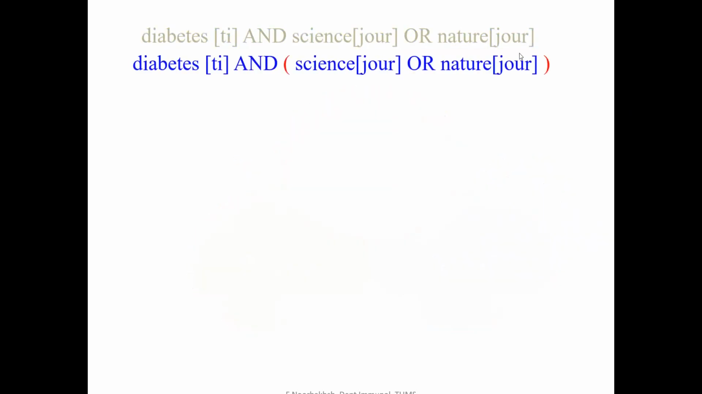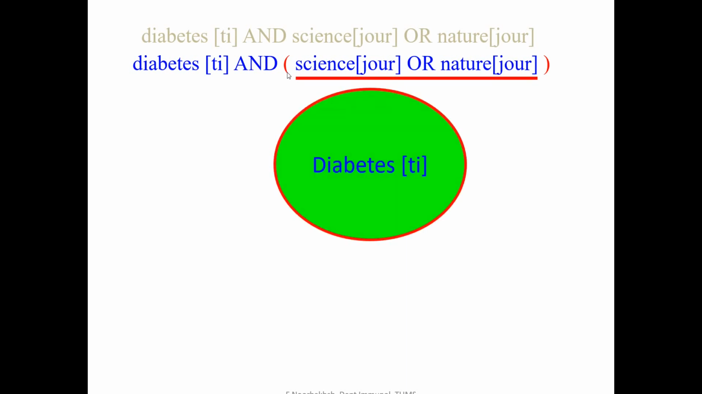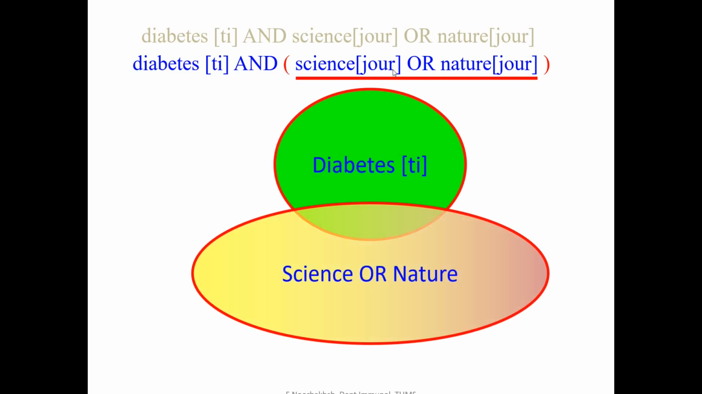So the way to do this search is to use regular brackets or parentheses. These are square brackets used to identify a field, and these are regular brackets or parentheses in order to prioritize one operator, one part of the search over the rest. If I do it this way, the science journal or nature journal will be applied first. So a big union will be formed between science and nature articles, and then the intersection will be calculated with the papers that have diabetes in their title.